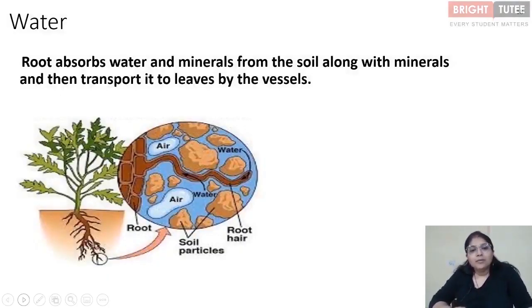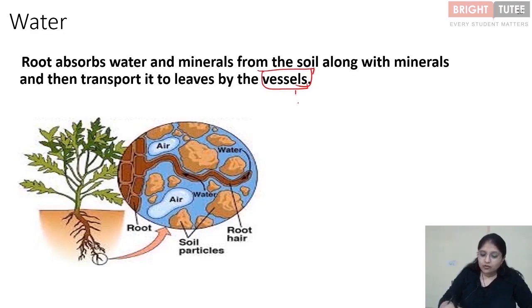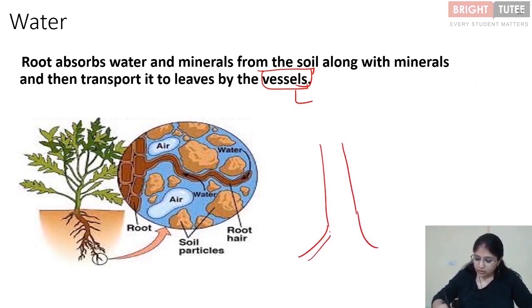Basically, the water and minerals which are absorbed in the soil are transported to the leaves with the help of the vessels. Students, vessels are pipe-like structures. These are the pipe-like structures which run in the body of the plant, right? So suppose this is the body of the plant and this is the root, right? This is your root which has absorbed the water.